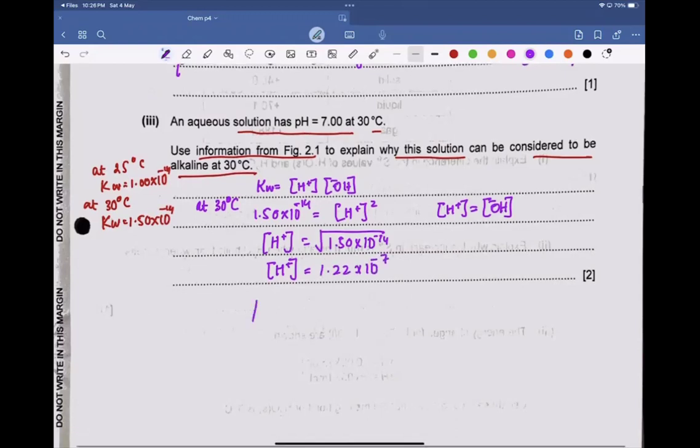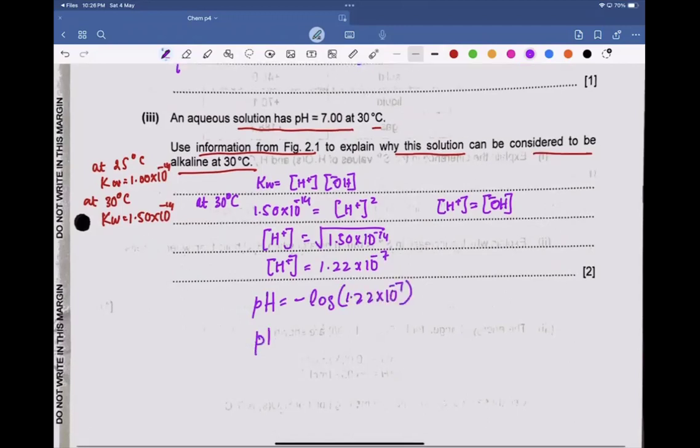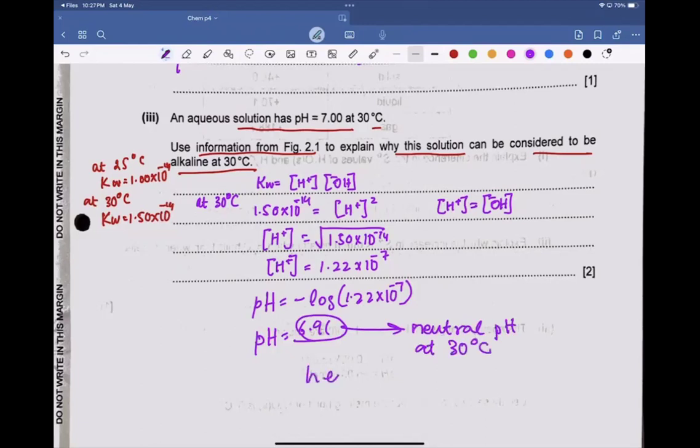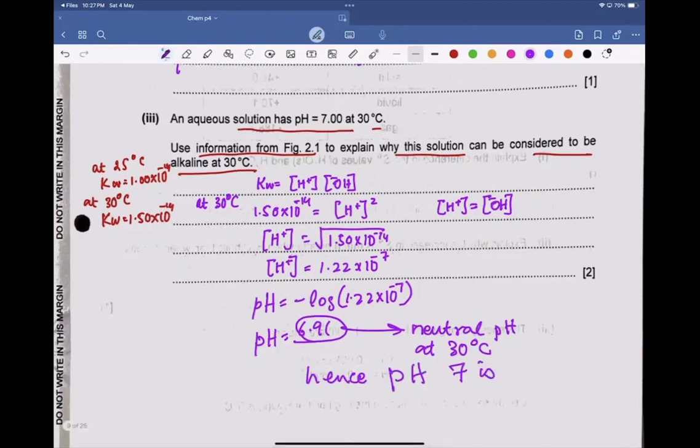So this is the concentration of hydrogen ions. If I find the pH of pure water, it is going to be minus log 1.22 exponent minus 7, isn't it? Can anyone calculate the pH and tell me the answer? It's 6.91. So see, that is the neutral pH now at 30 degrees Celsius. Hence, pH 7 is alkaline at 30 degrees Celsius. Is this understandable?